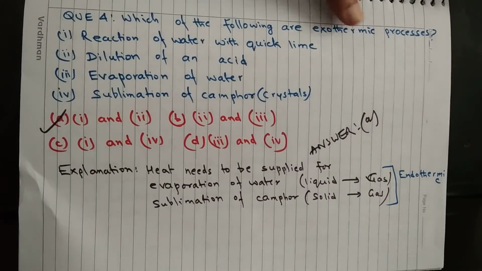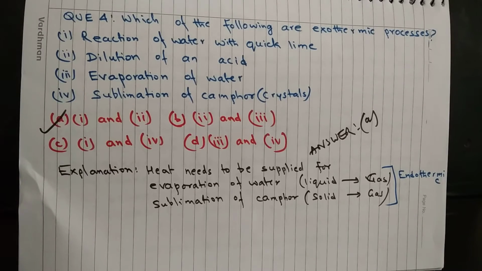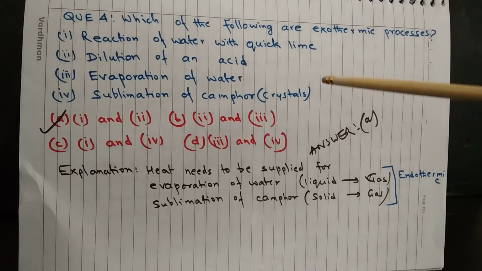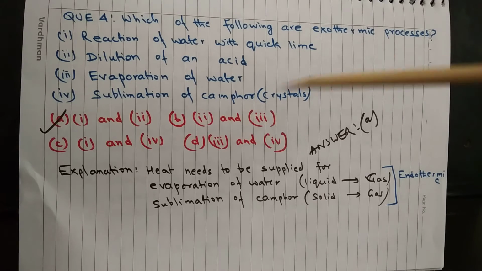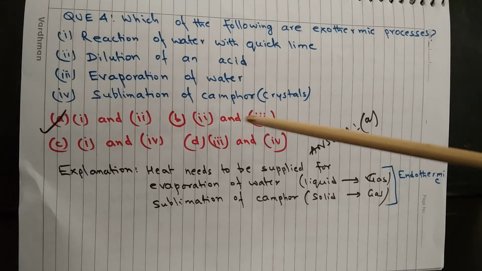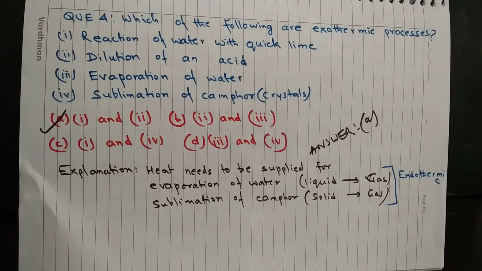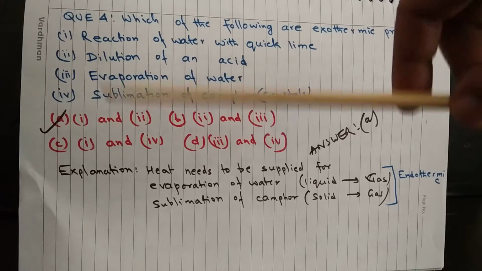Question 4. Which of the following are exothermic processes? Number 1, reaction of water with quicklime. Number 2, dilution of an acid. 3, evaporation of water, and 4, sublimation of camphor crystals. Options are A, 1 and 2, B, 2 and 3, C, 1 and 4, and D, 3 and 4. And the answer is A, 1 and 2.